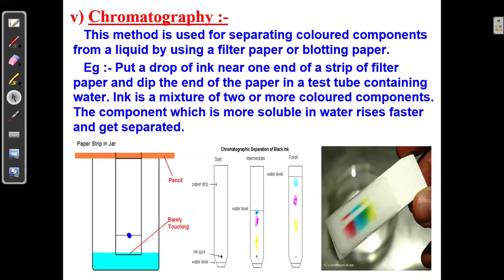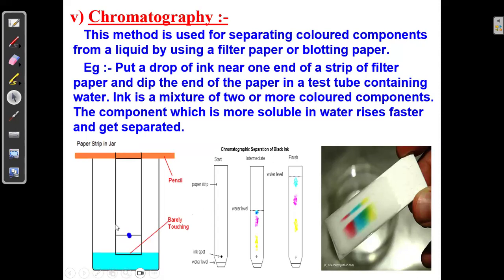Apart from paper chromatography, you have highly efficient chromatography techniques, but this is the simplest one to be performed in the laboratory. In paper chromatography, what happens? A paper is dipped inside a solution, and a blot of the substance whose components are to be separated out is put as a dot on the paper.